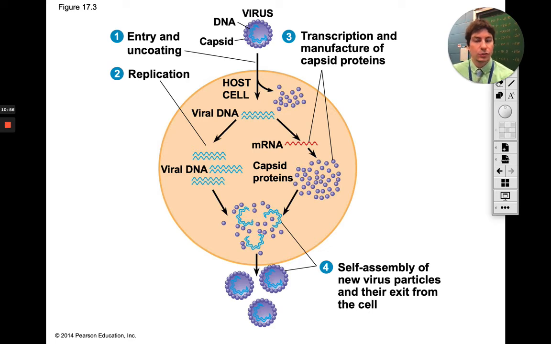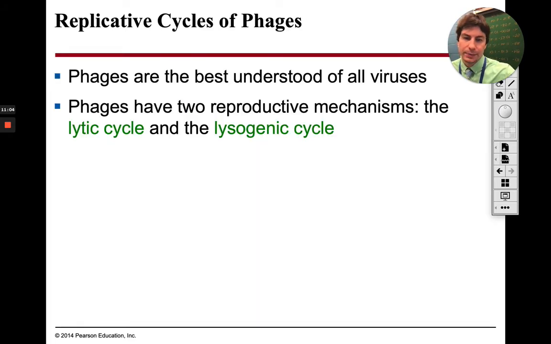Now it can choose to do one of two things. It can either make new viruses, or it could pretty much just chill for a while. And we'll talk about why it would want to chill, like I said, in a minute or two. Now there's two different phases that the viruses can reproduce inside the host cell. So first one is the lytic cycle. Second one is the lysogenic cycle.